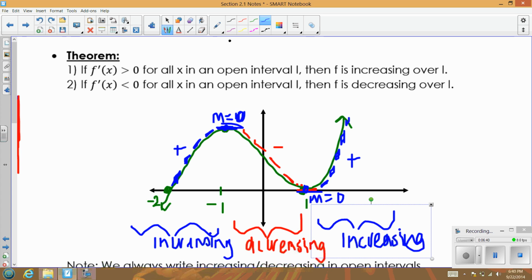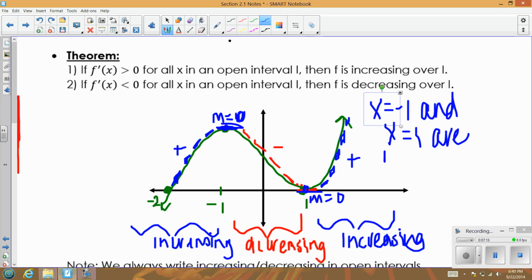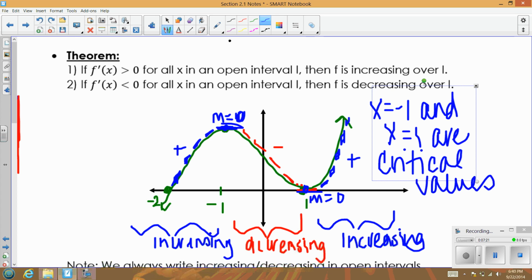These two values where x equals -1 and x equals 1 are actually called critical values because it's like the turning point of your function. We're going to talk a little bit about maximums and minimums. So these values are actually where the slope is equal to 0, where the derivative is equal to 0, and these are the maximum or minimum points. So x equals -1 and x equals 1 are called critical values. And we'll talk a little bit about critical values in a minute.